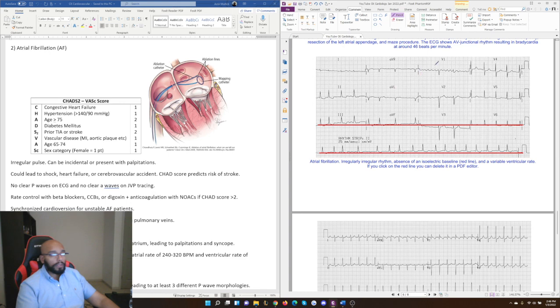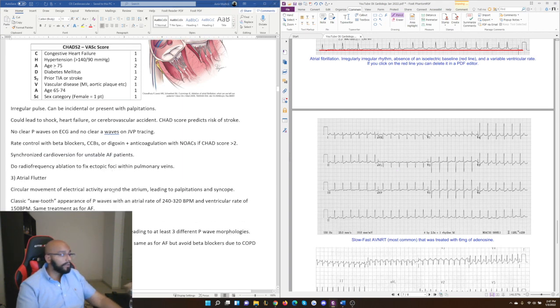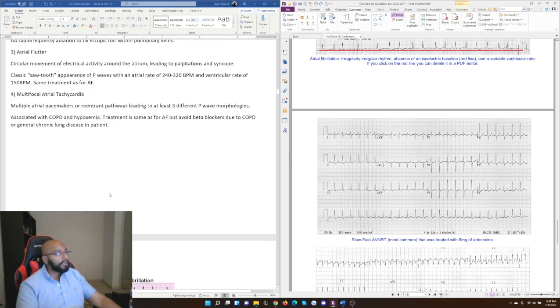You also, of course, can see some weird stuff happening here in V1. So that's pretty significant. And throughout the ECG, it just doesn't look that normal. There's no way you can say this is someone that's normal. This ECG is going to be for slow fast AVNRT, and we're going to get there pretty soon. Before that, we have a few other easier topics in between.